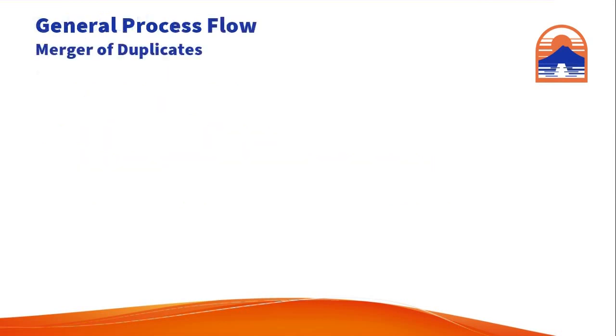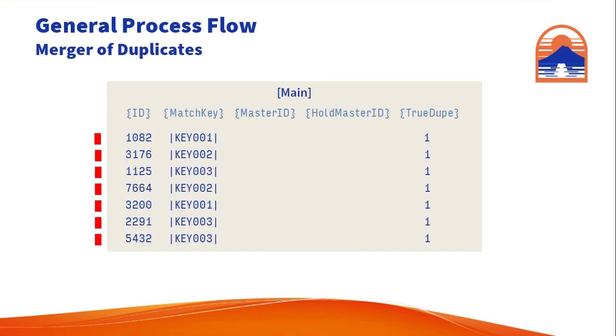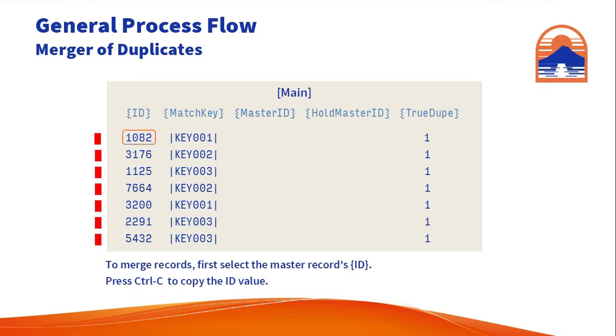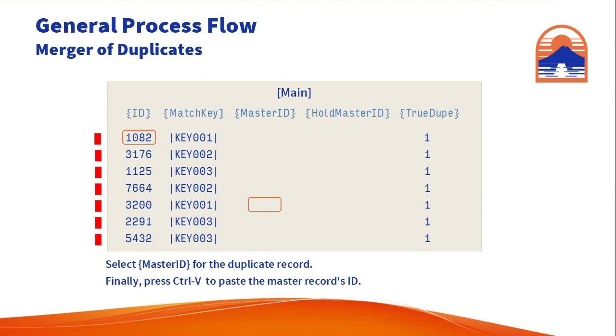Here's a general process flow for merger of duplicates. We start with a number of records flagged as likely duplicates. The merger rules are based upon master ID, a self-joined linked record field. To merge records, first select and copy, Ctrl-C, the master record's primary field, then select master ID for the duplicate record you wish to link, and press Ctrl-V to paste the value.